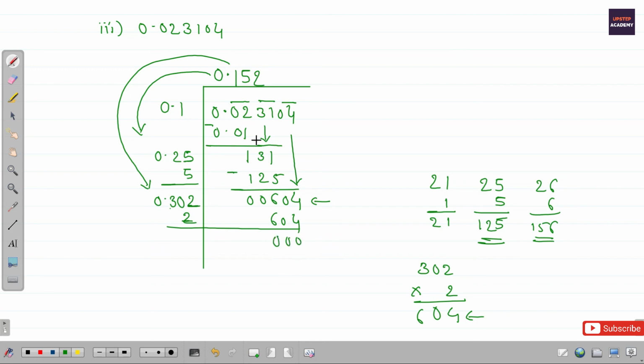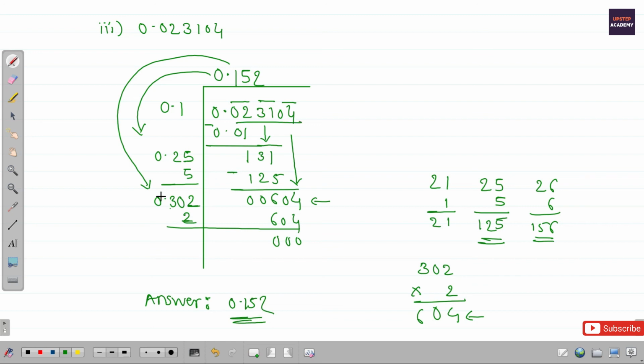As the remainder is 0, we can simply say 0.152 is the square root of the number 0.023104. So here the answer will be 0.152, which is the square root of the given number.